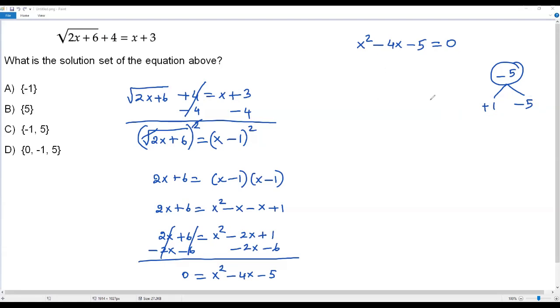Okay, now to get the two values of x from these two factors, I have to divide both the factors by the coefficient of x square. That is 1 in this case. So when I divide these two factors, positive 1 and negative 5, by 1, the coefficient of x square, I'm still getting the same values, positive 1 and negative 5.